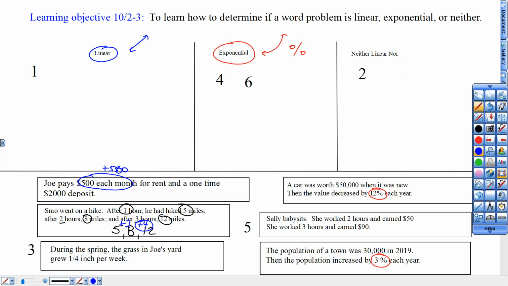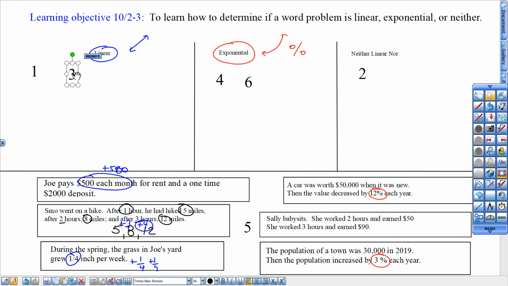If this would have been plus 3, then this would have gone into the linear column if that was going up by the same amount. But because that's not, I put that in the neither category. All right, next one. Adding by 1/4 of an inch per week. Again, I'm adding just 1/4 of an inch each week. That makes this for sure linear. There's no percent in there.